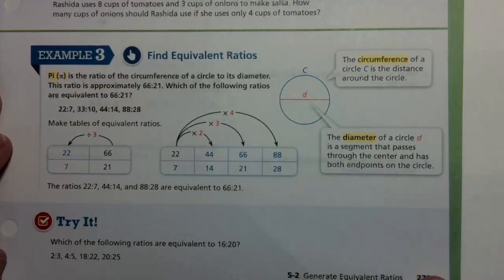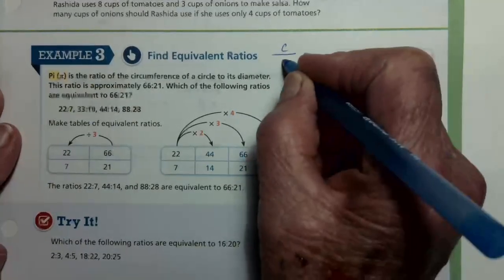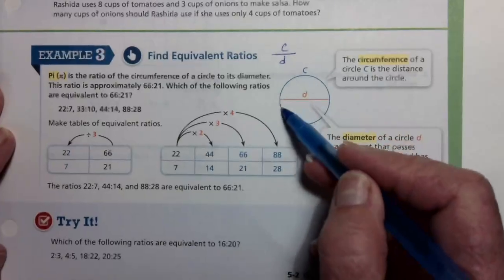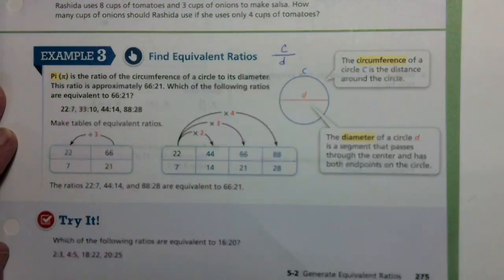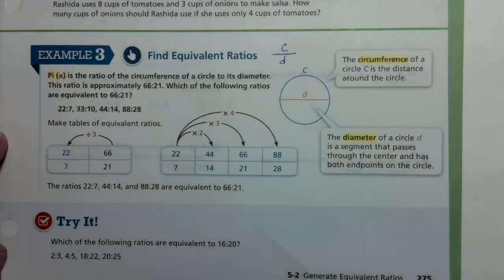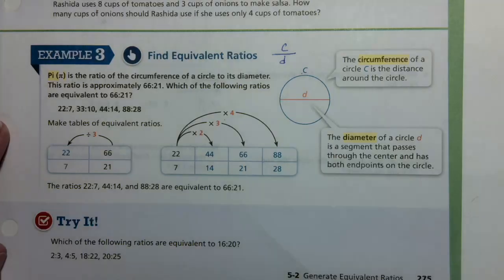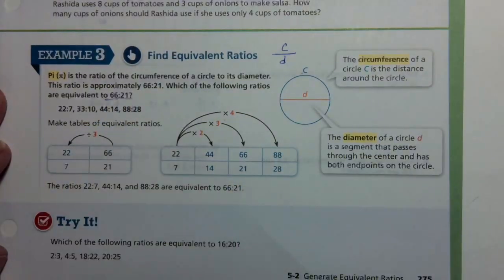All right, let's look at example 3. Pi is the ratio of the circumference of a circle to its diameter. It's the ratio of the circumference to the diameter. Circumference is the distance around the circle. Diameter is the distance across through the center of the circle. Okay. It says, which of the following ratios are equivalent to 66 to 21?